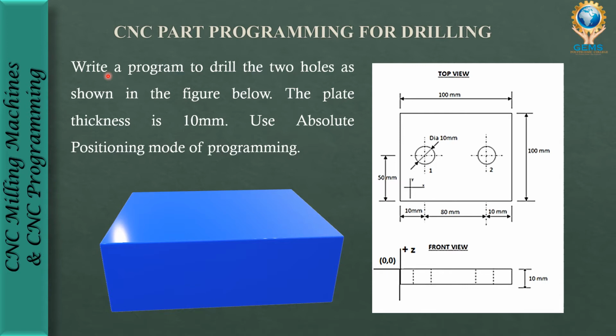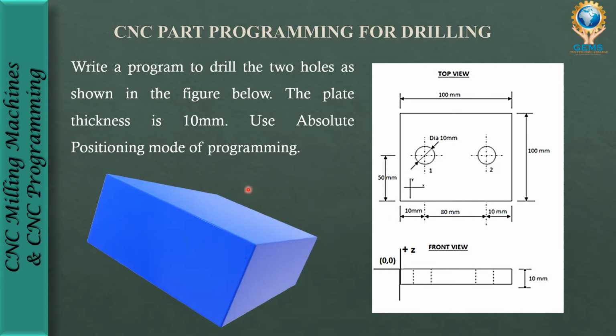Now read carefully word by word. Write a program to drill the two holes. We are going to drill two holes in the plate. The plate thickness is 10 mm, and we are using the absolute positioning mode. Absolute positioning mode means it will take 0 as the reference point. This is the reference point. There is one more mode, incremental mode, but here we are using absolute positioning.